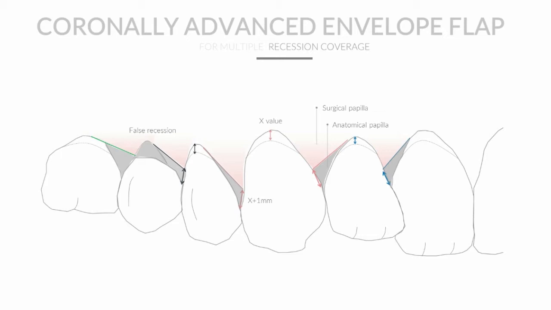The recession coverage is obtained by mobilizing the flap and suturing the surgical papilla coronally to the anatomical papillae. The papillae created mesially will rotate mesially, and the papillae created distally will be rotated distally and mobilized coronally through the canine axis of rotation.